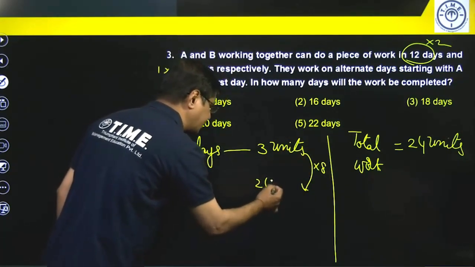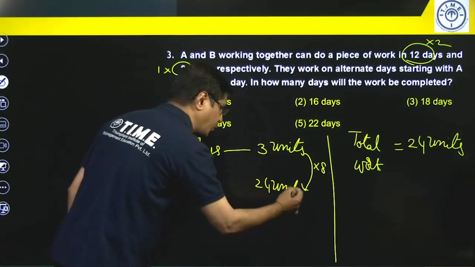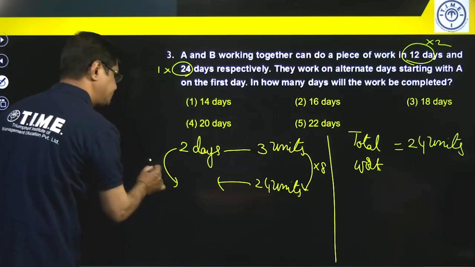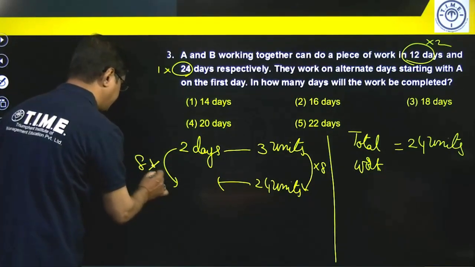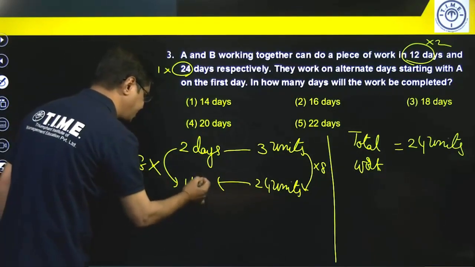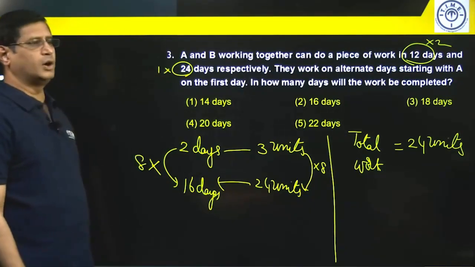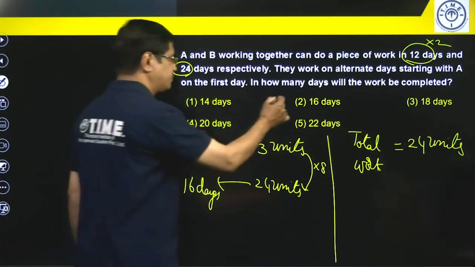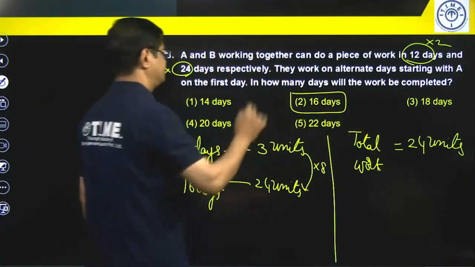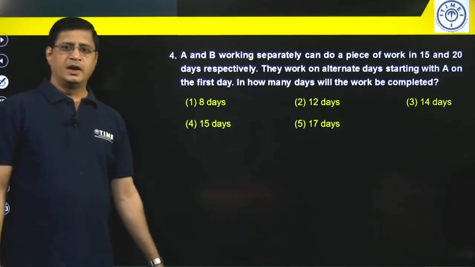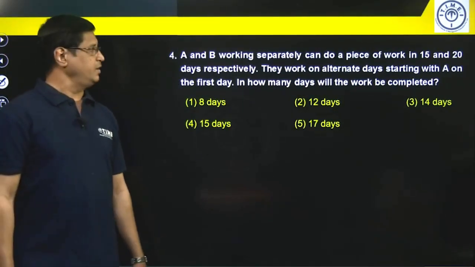So in order to finish the whole work, how many days will they take? It means 8 into 2. What is the value of 8 into 2? That is 16 days. The number of days required to complete the whole work is 16. Option 2. The answer for this question is choice 2. Yes, my dear students, next question on your screen.